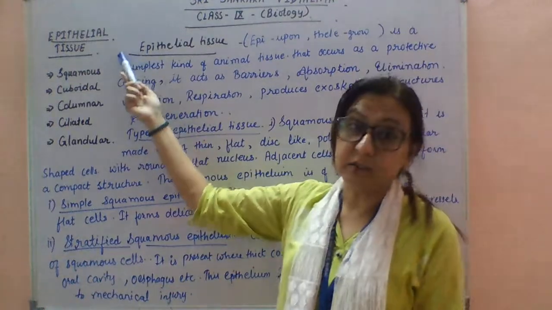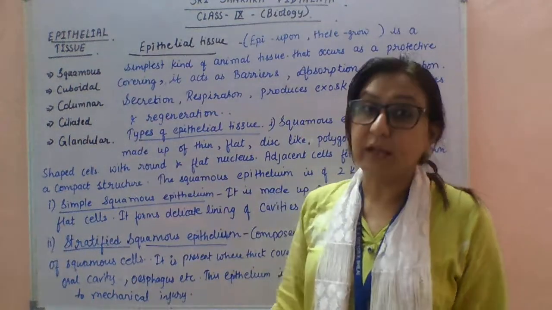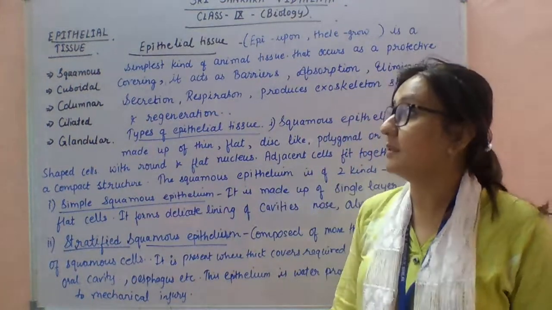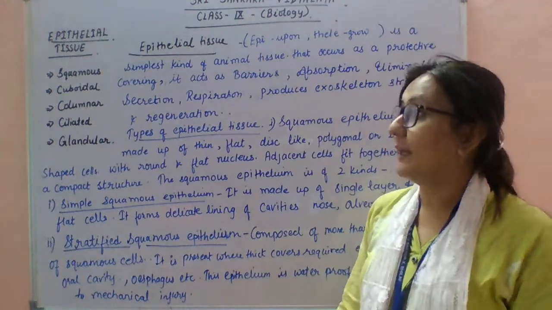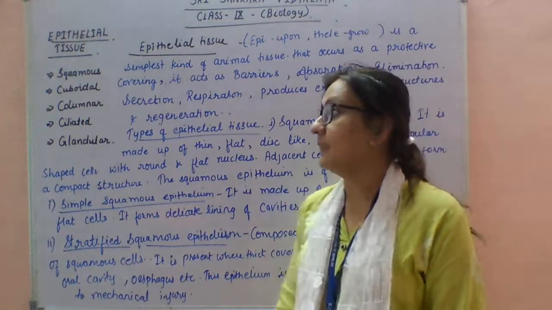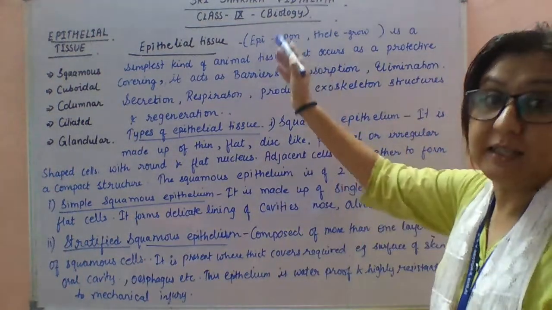Epithelial tissue is basically of five types. First is squamous epithelial tissue, second is cuboidal, third is columnar, fourth is ciliated, and fifth is glandular. So first, about epithelial tissue.